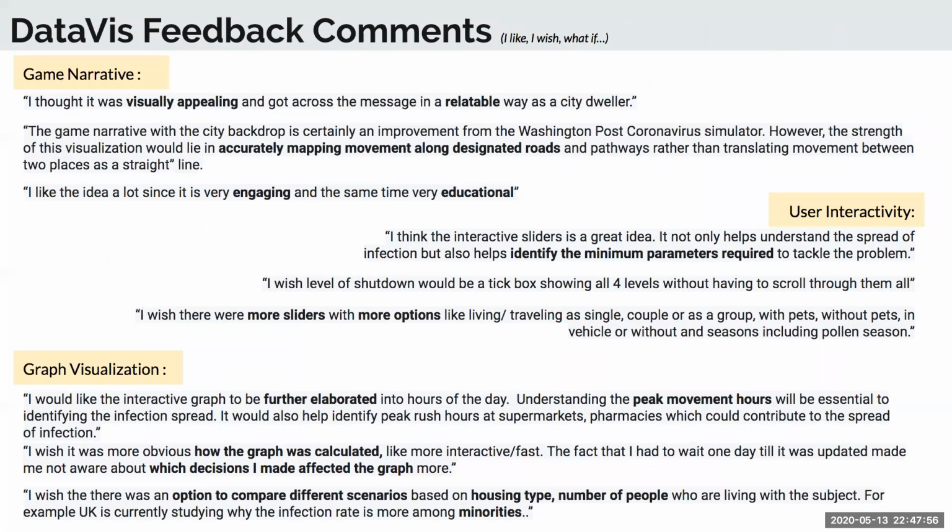We also asked participants to give us some critique on game narrative, user interactivity, and graph visualization in our usual I like, I wish, what if format. We observed that the participants found the game idea visually appealing, relatable, engaging, and educational. While they found the sliders easy and interactive, they wished for more control and more parameters such as housing types, population distribution. Interestingly, the participants were also curious and wanted more information in understanding the impact, such as detailed comparison based on location and type of population.